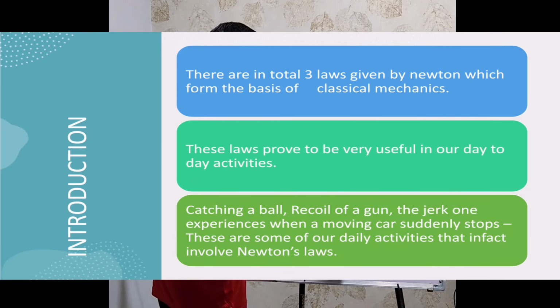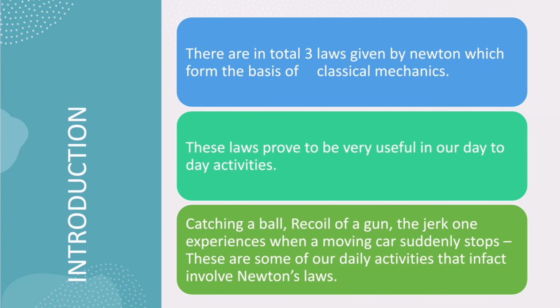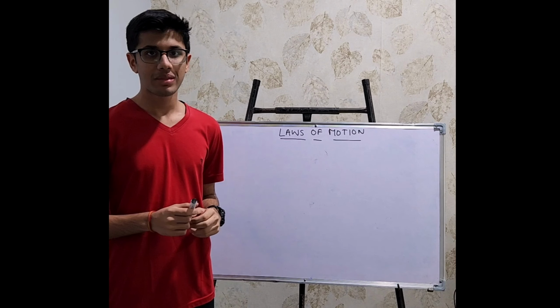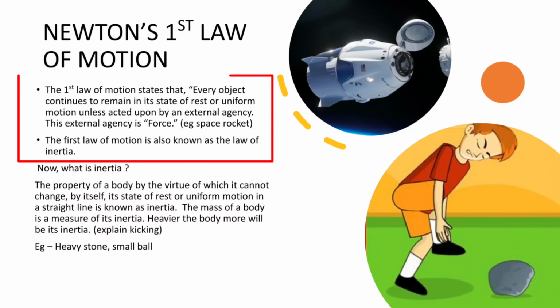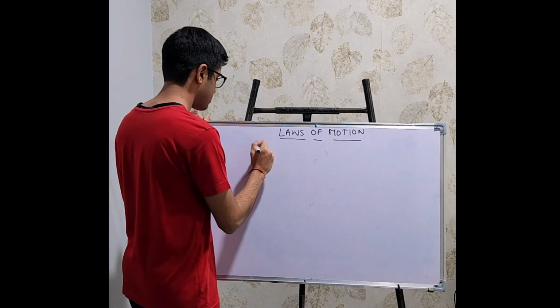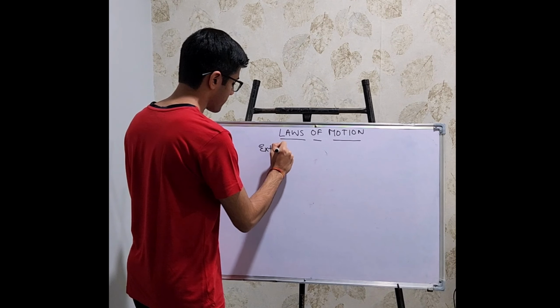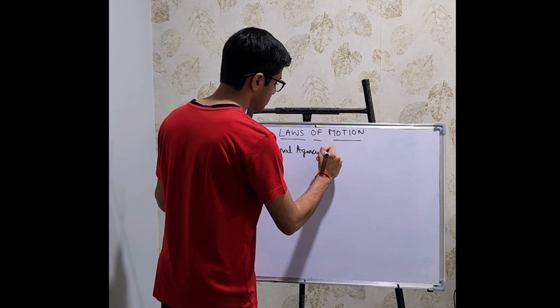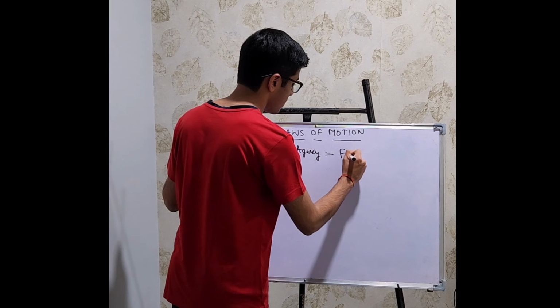There are three laws of motion as explained by Isaac Newton. Let us move on to the first law of motion. First law of motion, or the law of inertia, it states that every object in the universe remains in a state of rest or uniform motion unless acted upon by an external agency. Now this external agency is what we call as force. And this external agency is the force applied.